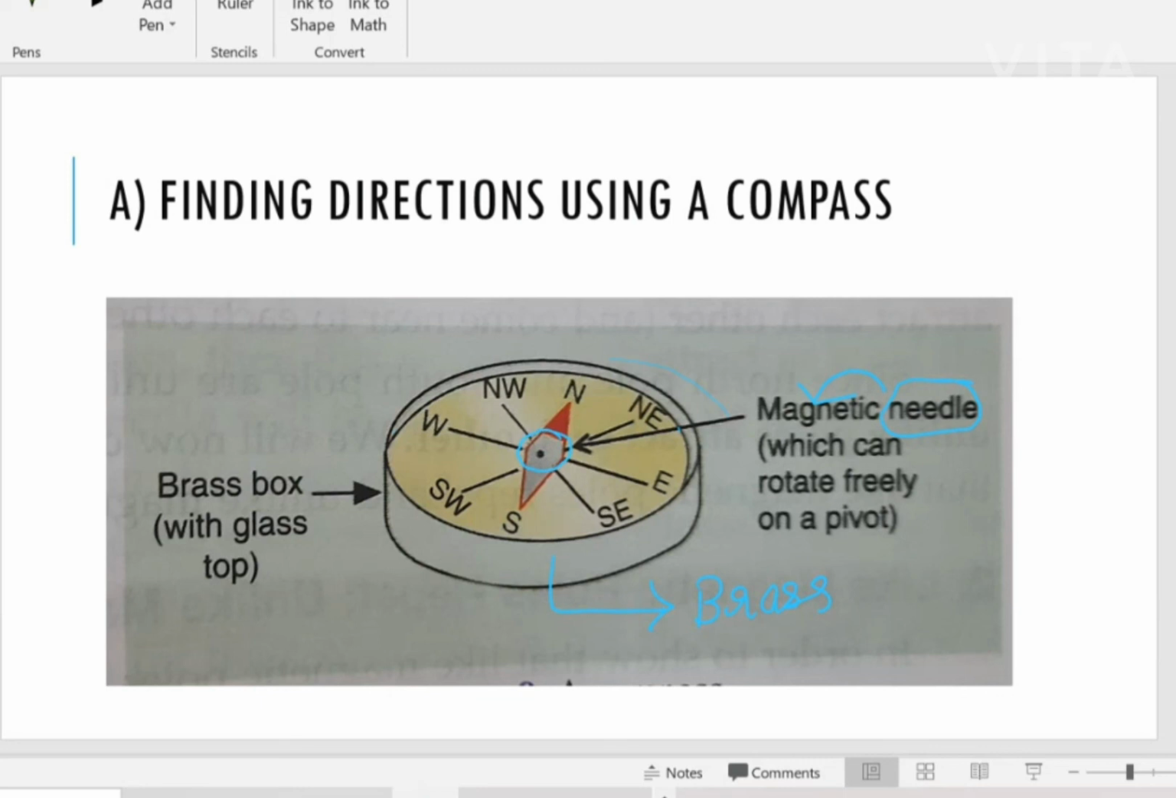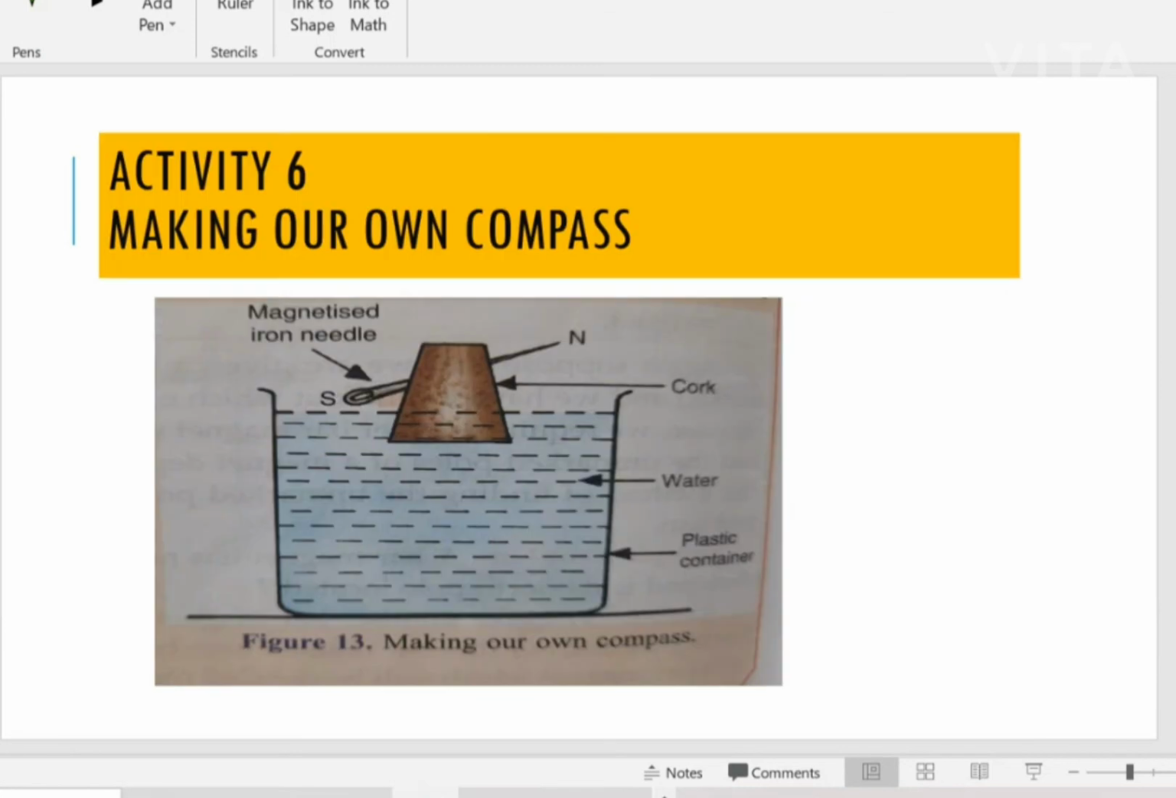Okay, then what is the second property? Here I have one more thing to show. This is even your textbook activity 6, making our own compass. If you don't have a compass, how can you understand the working of a compass with the help of small materials available at home? You can make use of that to understand this activity.